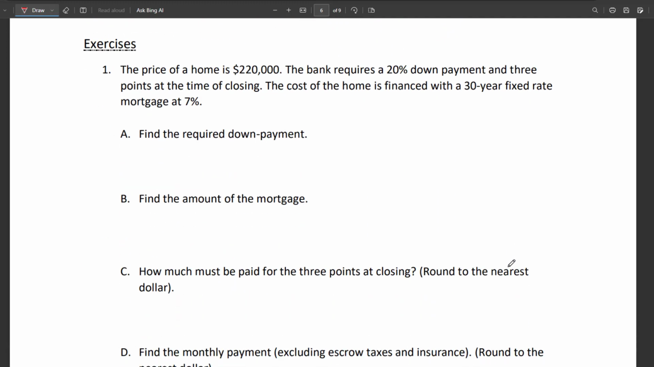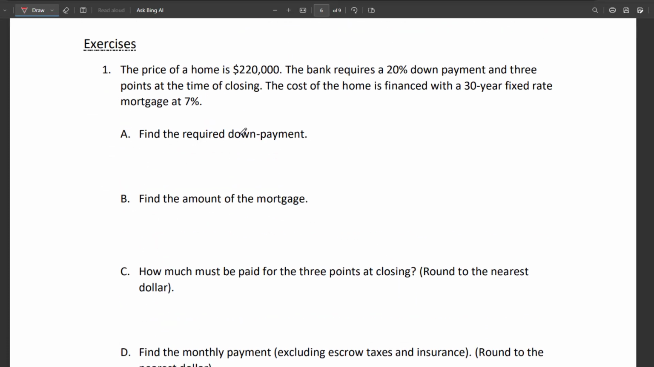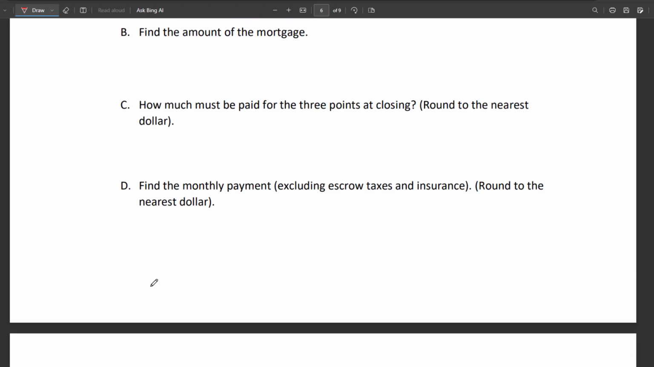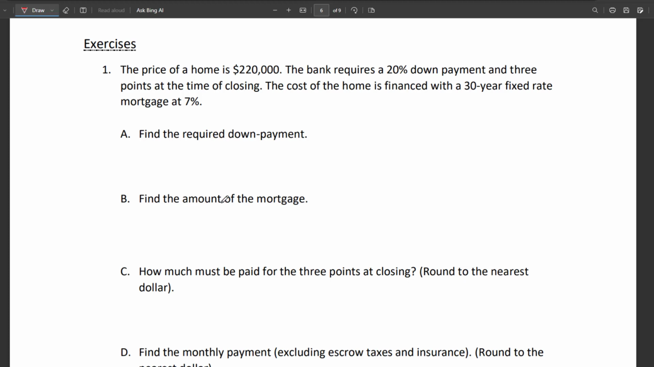The first exercise breaks everything down piece by piece. We're going to find our required down payment, then we'll find our house payment, our closing cost, and all the way down to interest. So find the required down payment. It says the price of a home is $220,000. The bank requires a 20% down payment and 3 points at the time of closing. The cost of the home is financed with a 30-year fixed rate mortgage at 7%. So part A is to find the required down payment.